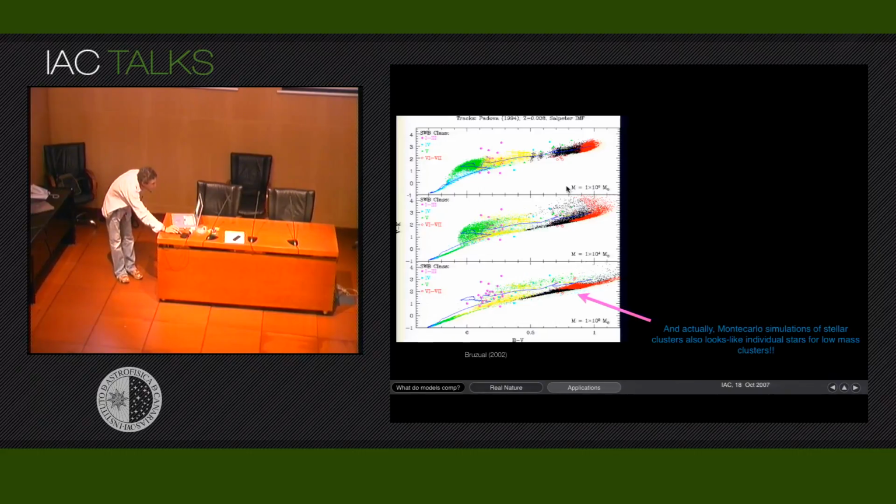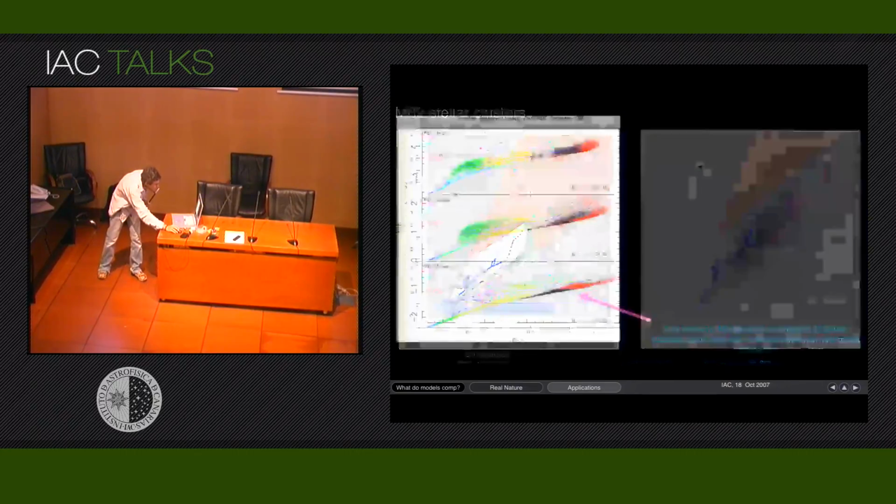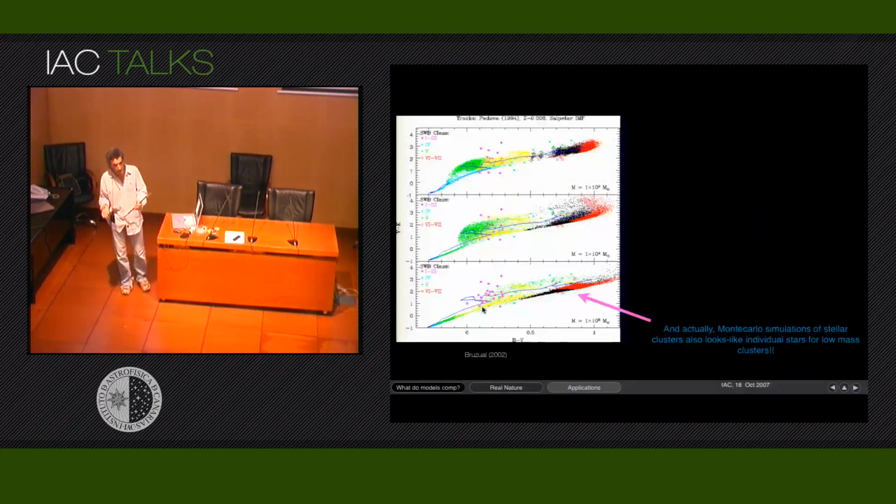And of course, if you go to lower and lower stellar masses, one thing you see is, okay, here more or less it is in the middle, but if you go to lower masses, the simulation goes away from the models. And if you go to very low stellar masses, if you plot individual stars here, you see a lot of clusters that actually are clusters, but they look like individual stars. So how to manage that?